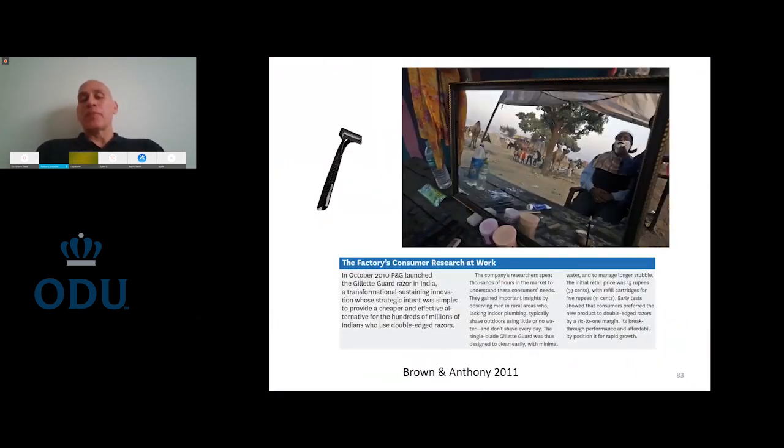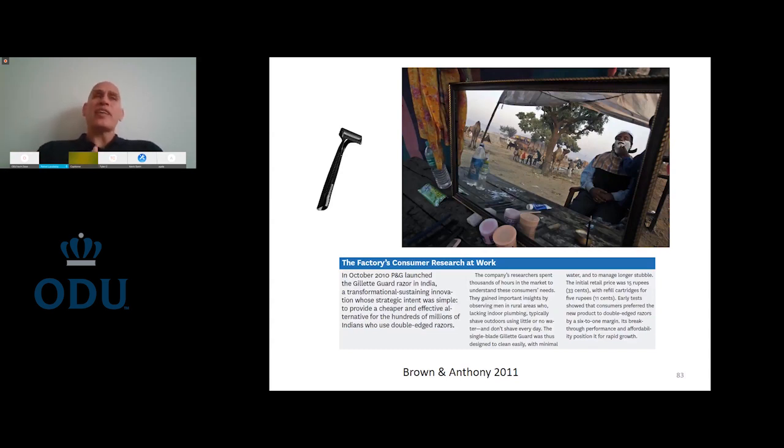Here's another example. Procter & Gamble wanted to do big business in India. And this is actually a case study in Harvard Business Review. They saw the opportunity in the big population that India has, in offering a hygiene product that can generate a lot of revenues.